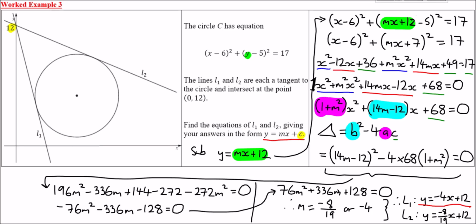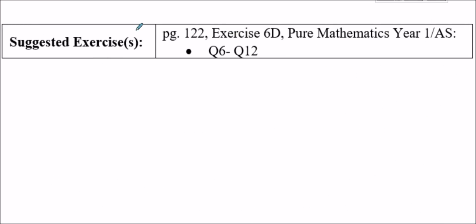It's now over to you to try some of these yourselves. The suggested exercises today are found on page 122. Try questions 6 through to 12 on exercise 6D. You know the drill by now. Do a question, check it immediately. If it's right, move on. If it's wrong, try and see for yourself where you may have gone wrong and make your corrections. If you're not sure how you've gone wrong, ask somebody you sat near to or someone who's also doing maths. If you're still not sure, find me and I'll help you out.